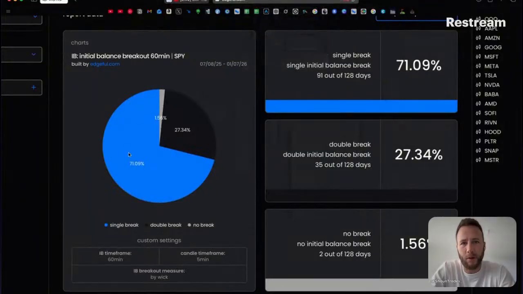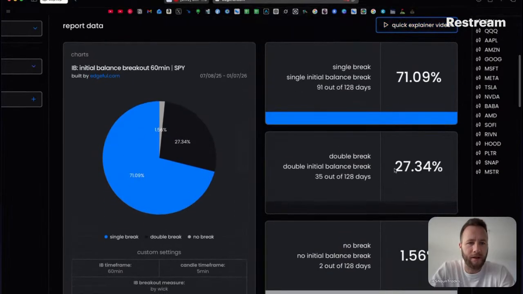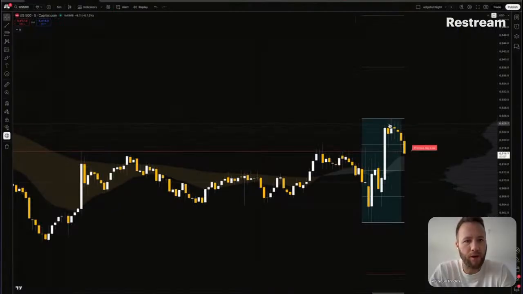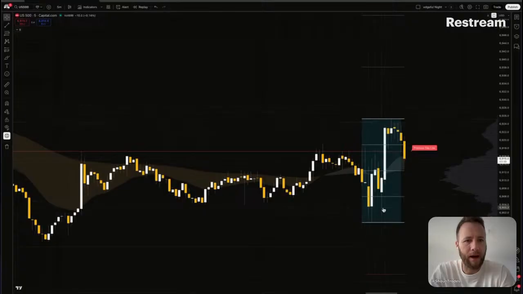You can see there's a 71% chance that there's a single break. So 71%, keep that in mind. And of course, you've got a 27% chance of a double break and a 1.5% chance of a no break. No break is no price action breaking out of either the downside or the upside. A single break is either to the upside or to the downside. And then a double break, the 27% one, is where it goes up above and down below, or down below and up above.